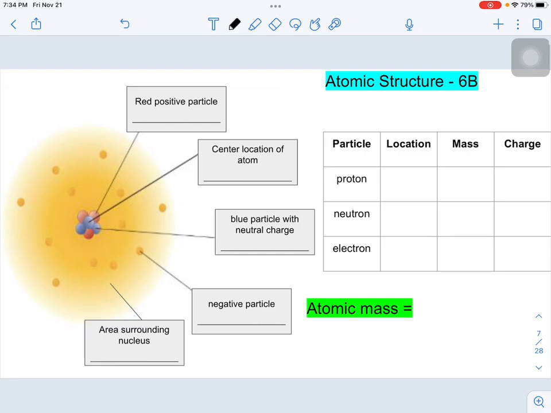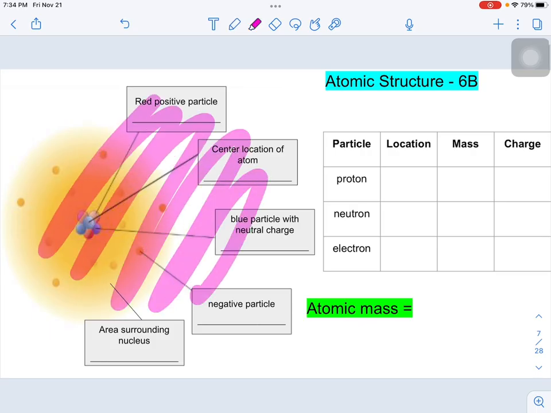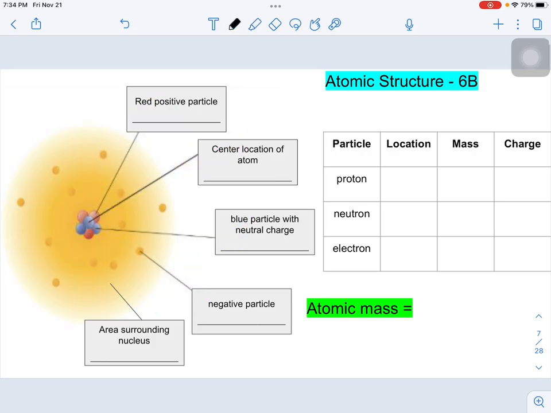Okay, so we're moving on to atomic structure. So let's go ahead and work on this section on the left, and we're going to go over the different particles and locations of the atom. So let's start with this red particle that happens to be positive. Well, that is going to be the proton.